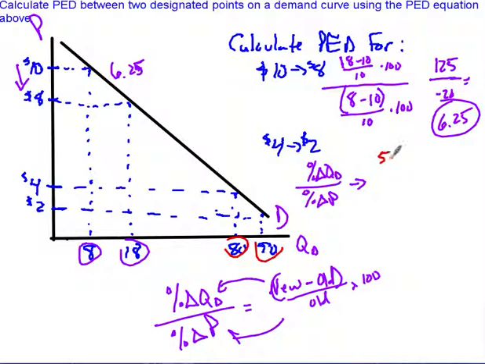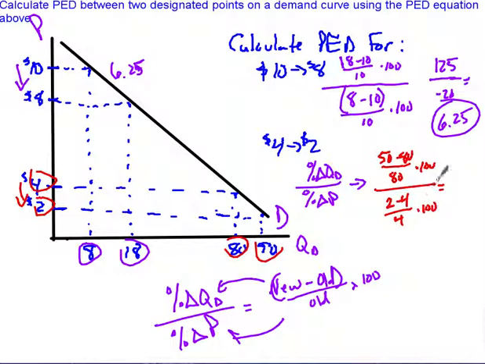So percent change in the quantity demanded, so 80 is our old, 50 is our new, so 50 minus 80 divided by 80, because we're doing new minus the old divided by the old, times 100, over change in price. 4 is the old, 2 is the new, because we're going down. I said what's happening from $4 to $2, so that would be 2 minus 4 divided by 4 times 100.